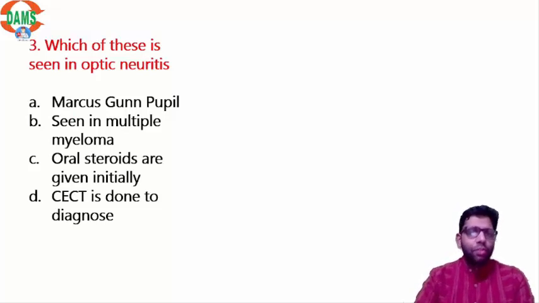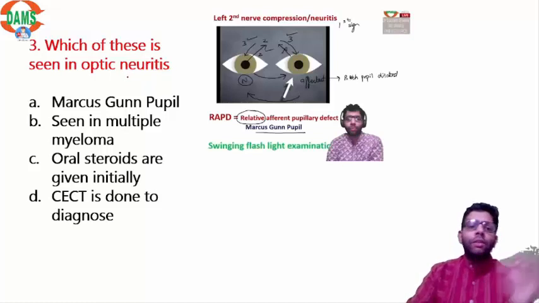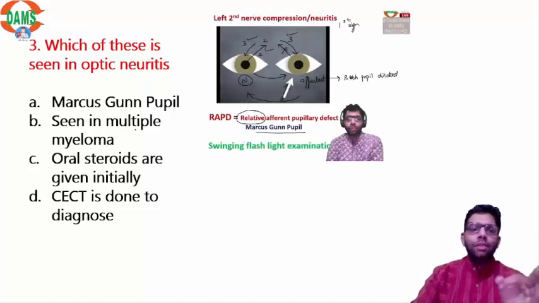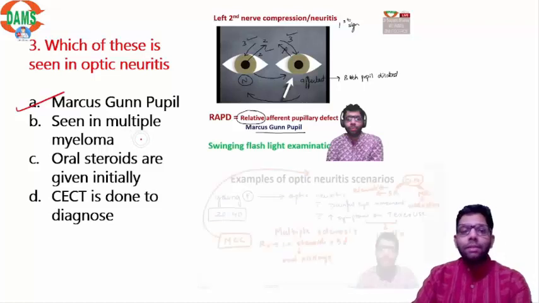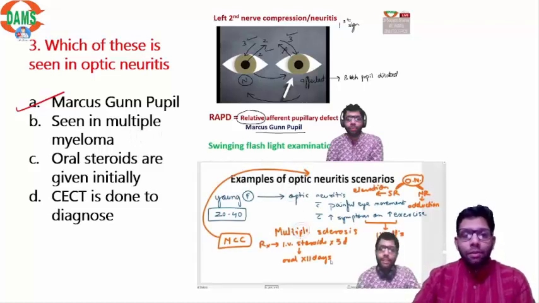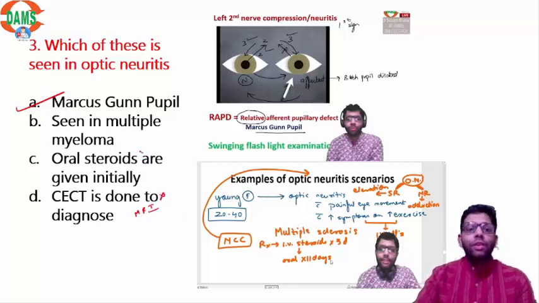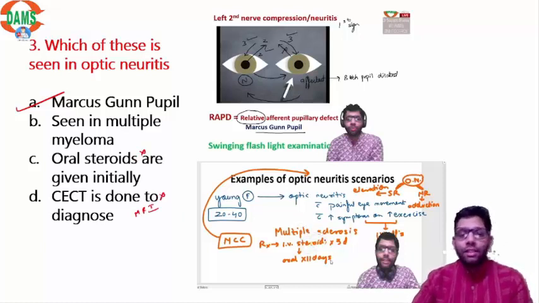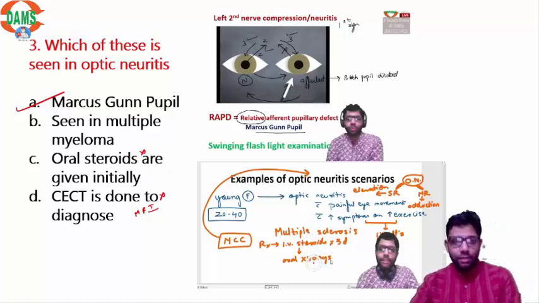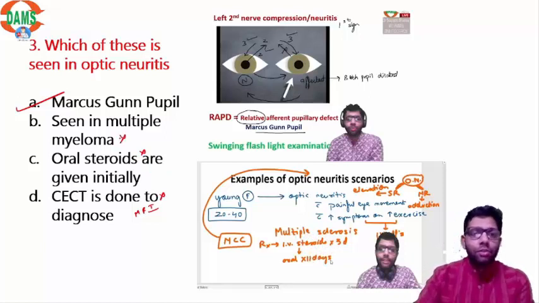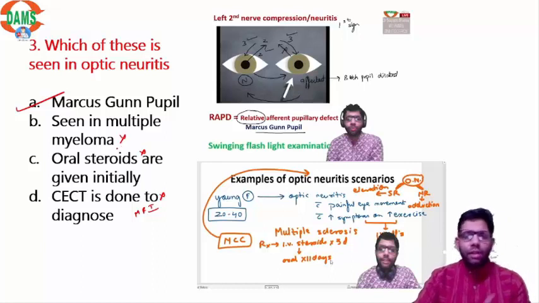Third question, which of the following is seen in optic neuritis? The first sign of any optic nerve disorder, whether it's glaucoma, optic nerve compression, or optic neuritis, is the Marcus Gunn pupil or relative afferent pupillary defect. But it is not seen in multiple myeloma. Optic neuritis is seen in multiple sclerosis. And in multiple sclerosis, you do MRI, you don't do CT scan, and you give IV steroids initially for 3 days, followed by oral for 11 days. Seen in multiple sclerosis, not in multiple myeloma. So that was a relatively easy question.